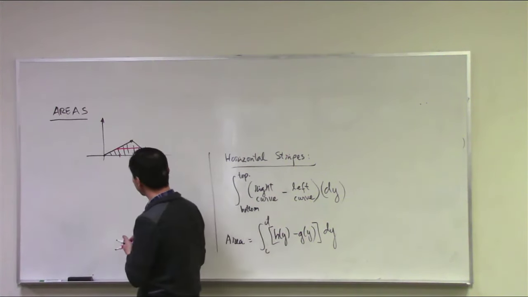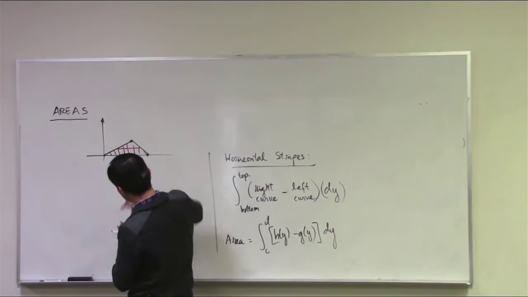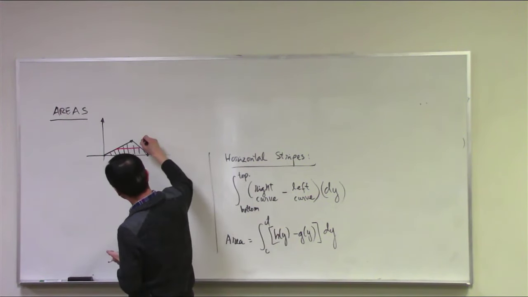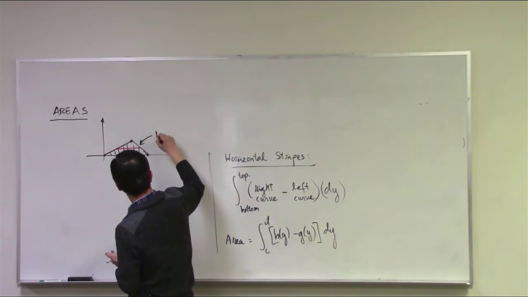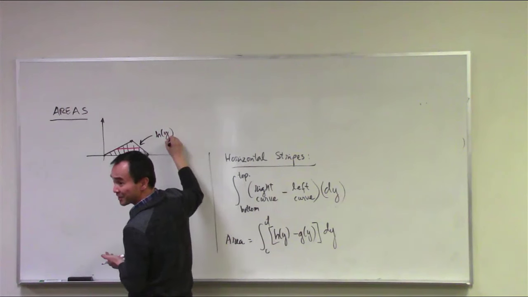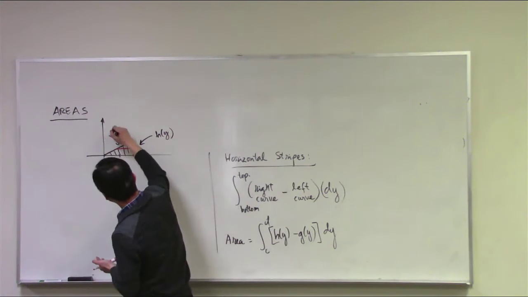You know what I'm saying? So this time things are actually a lot easier. I shouldn't say that too soon here, but there's only one right curve. You can call that some h of y. And then there's one left curve, you can call that some q of y. There you go.